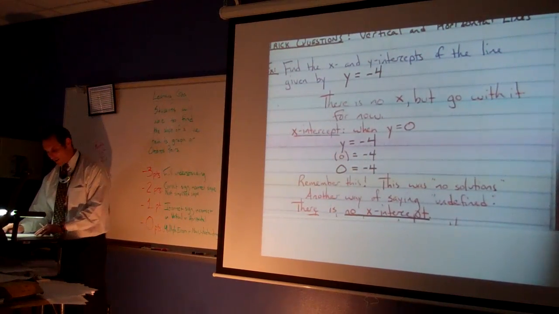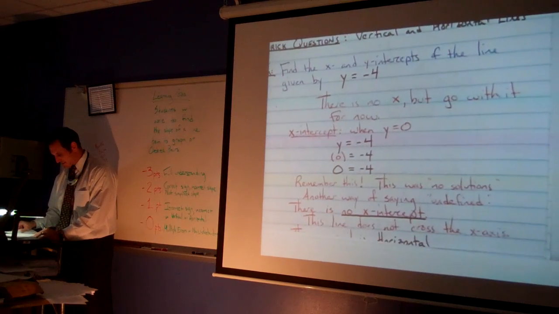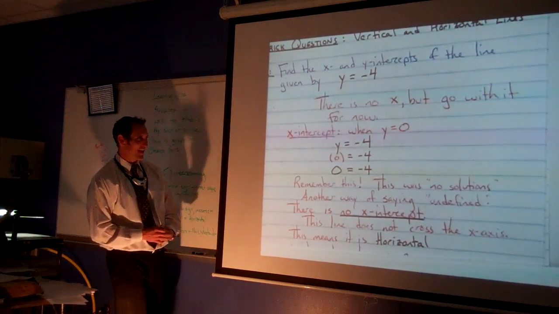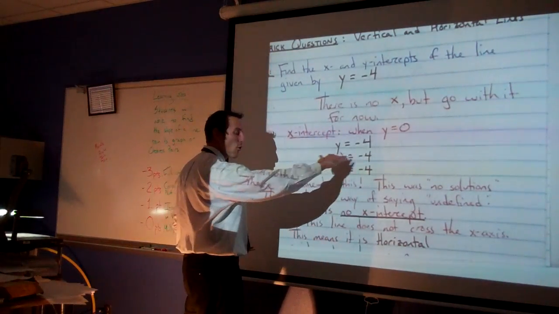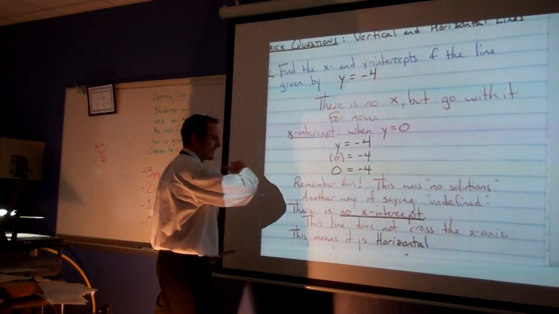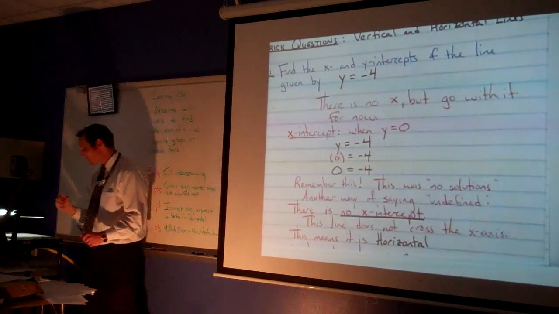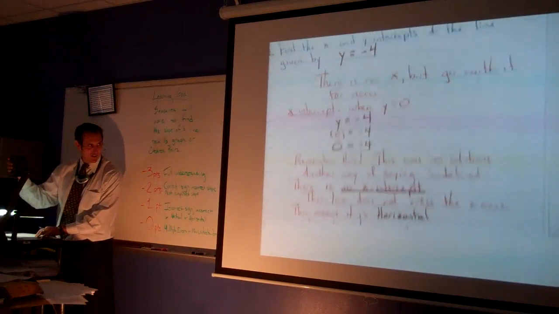It means it doesn't cross the x-axis. A line that does not cross the x-axis is a horizontal line, unless it is the x-axis itself. So this line that we're looking at is horizontal.